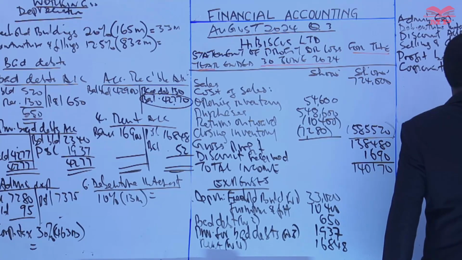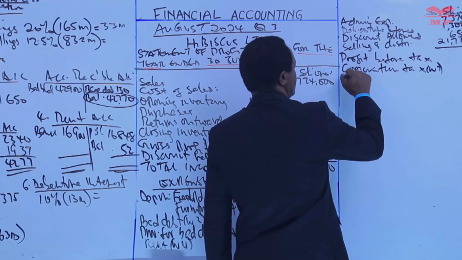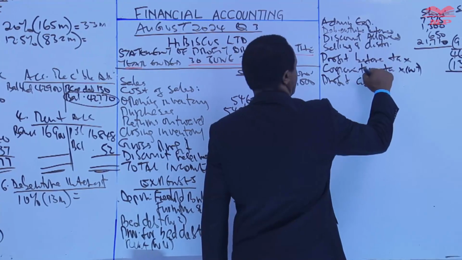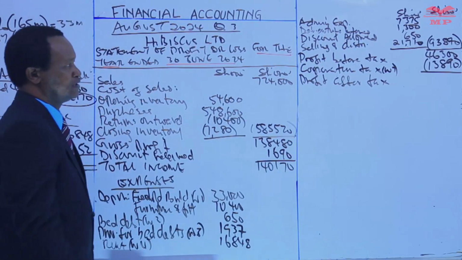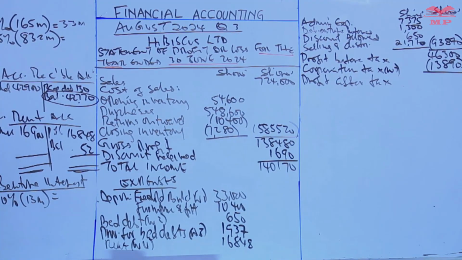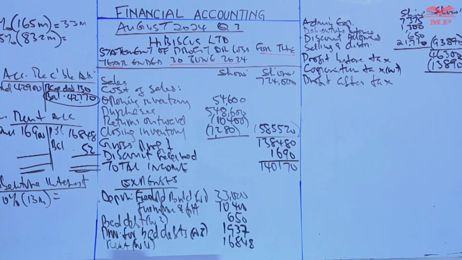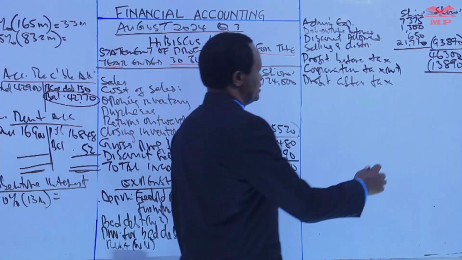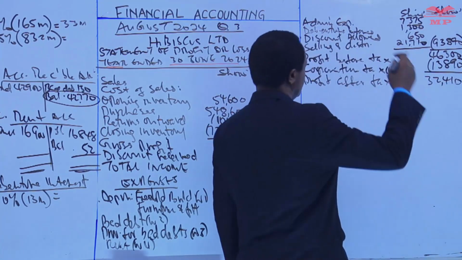Deduct corporation tax from profit before tax. That will give us the profit after tax. What is the profit after tax? Get the difference. Deduct 13,890 from 46,300. 32,410. That is the profit after tax.